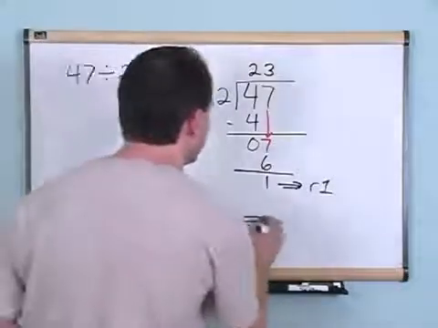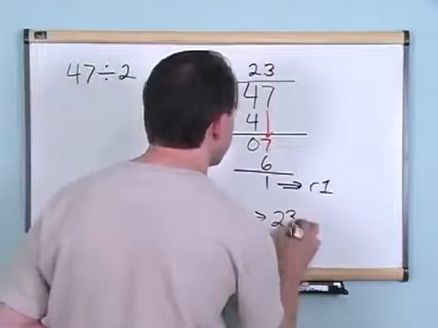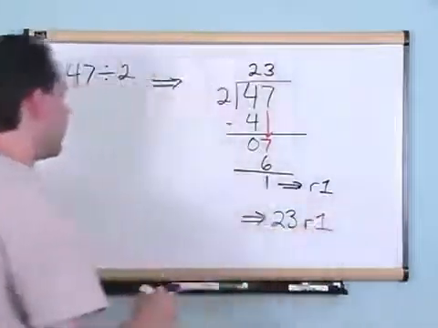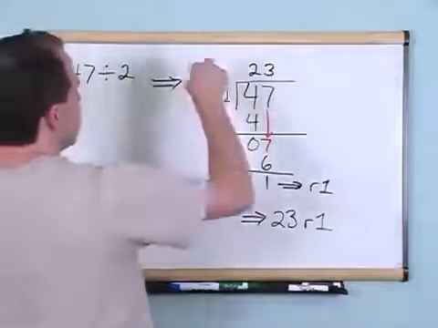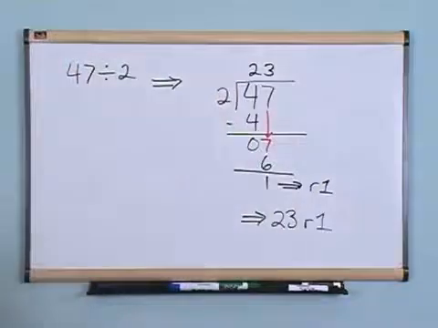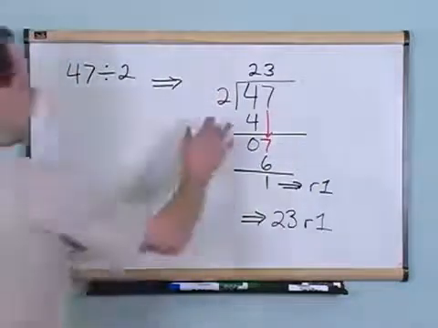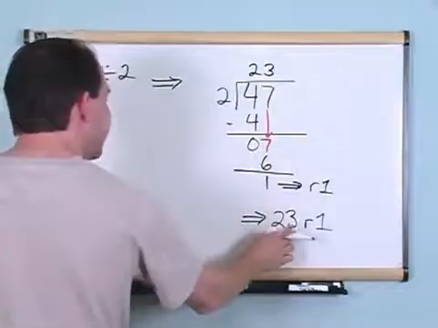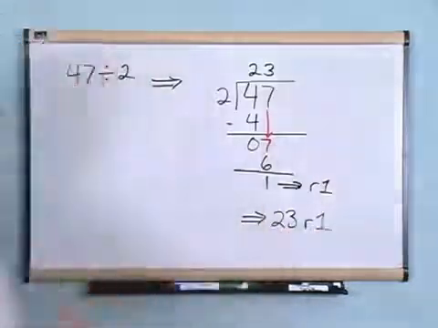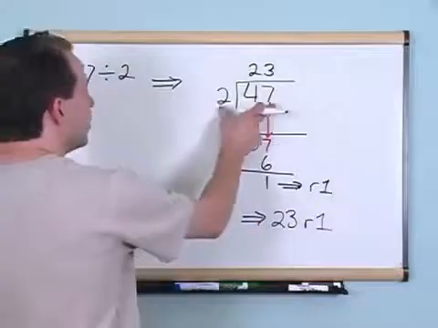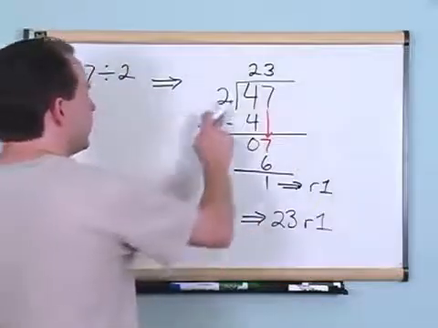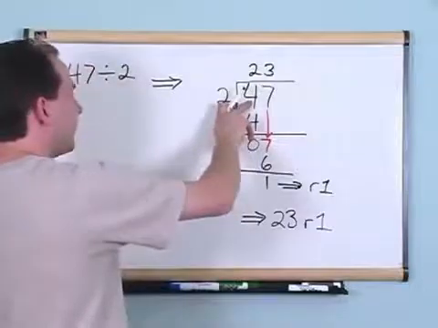So the answer to this problem is going to be 23 remainder 1. What this means is that if you take 47 and you divide by 2, then that will go in 23 entire times, but then you'll have 1 ball left over. You can't go an even number of times. So I'm going to review that one more time. When you look at a random problem like this, you see if you can divide the number into the first number.